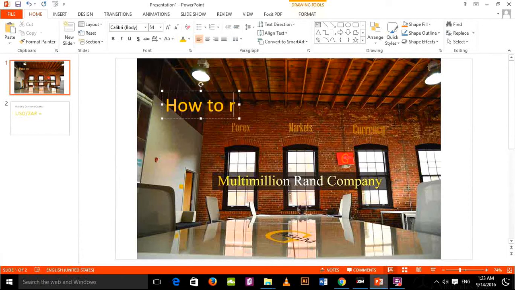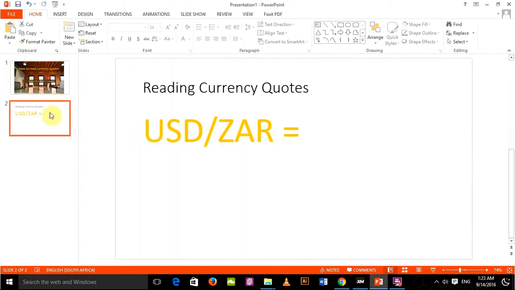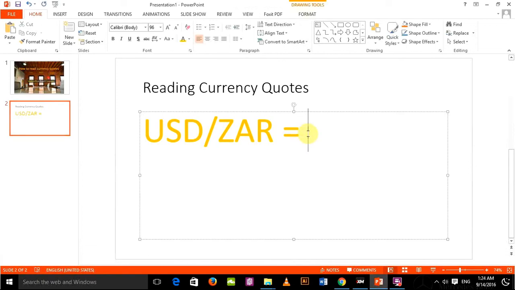How to read currency quotes. Essentially, I wanted to understand the concept of a currency. Number two, I want us to learn how to read a currency quote. When trading forex, this ability to discern what a quote means is very important.